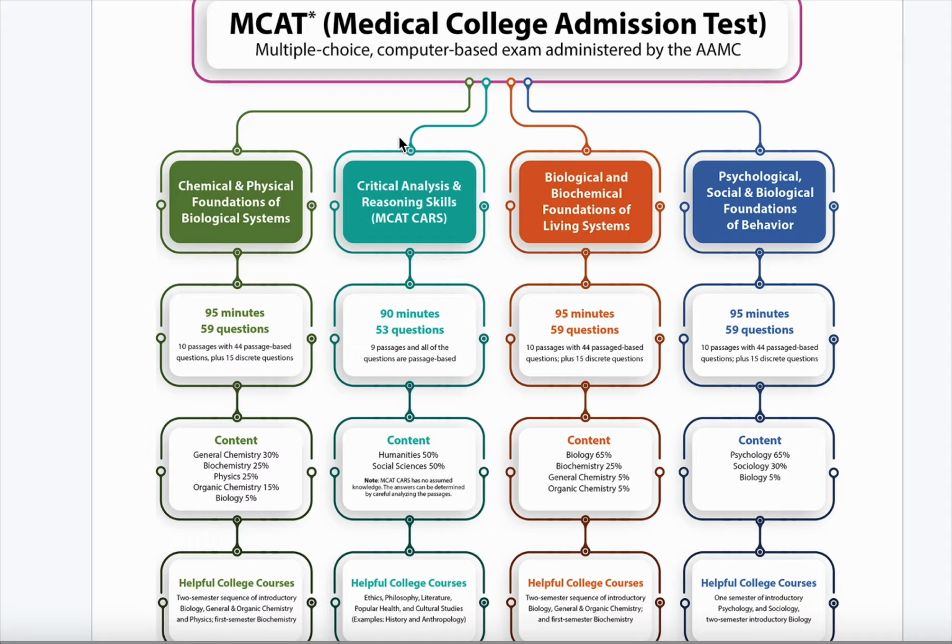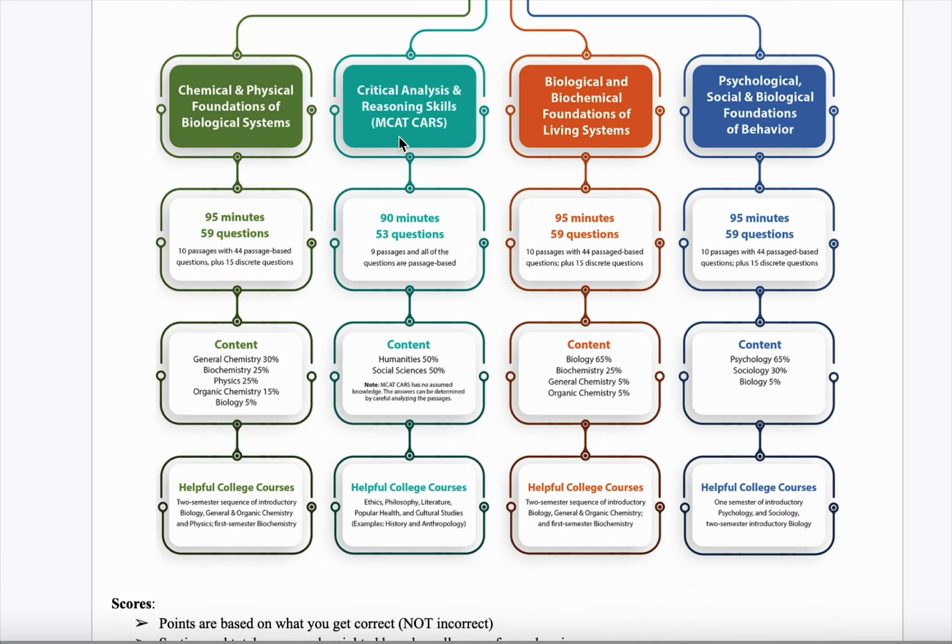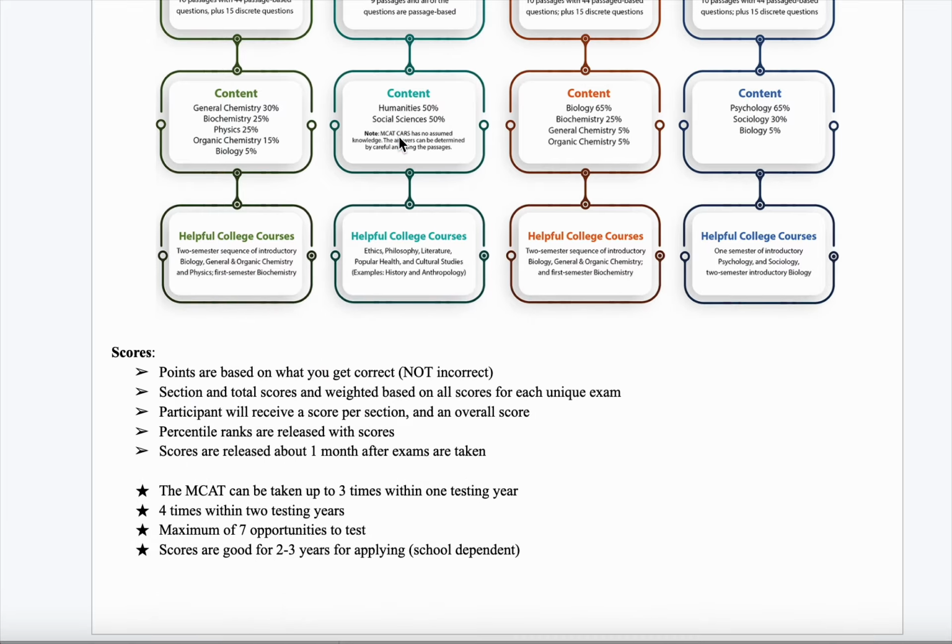Half of the battle is being able to sit and stay locked in for the entire exam. So if you practice how you'll actually take the exam, that will help you immensely. Okay, moving on. So your exam scores.